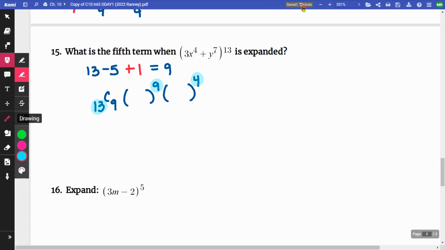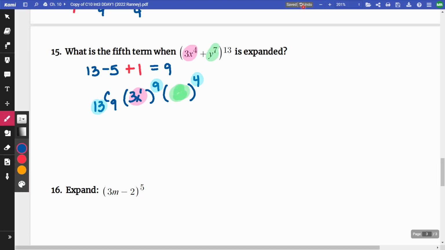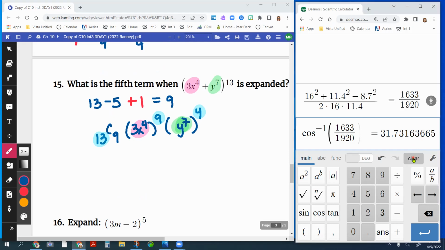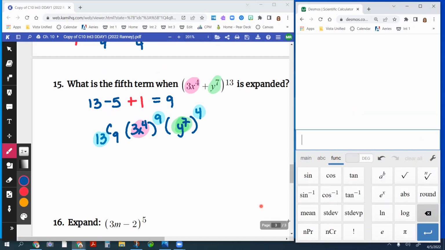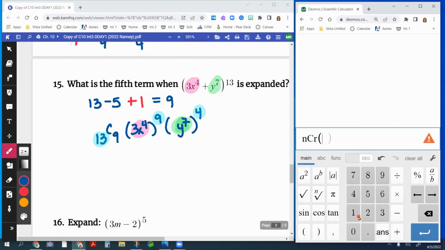Okay. Now I am going to take this and put it here. And I'm going to take this and put it here. So I am going to have 3x to the 4th here and 7y here. And then I'm going to work this out. So let me get my calculator. So I'm going to be doing 13 choose 9, okay? Let me just close that parenthesis. That is going to be multiplying with my 3 to the 9th. So 3 raised to the 9th.